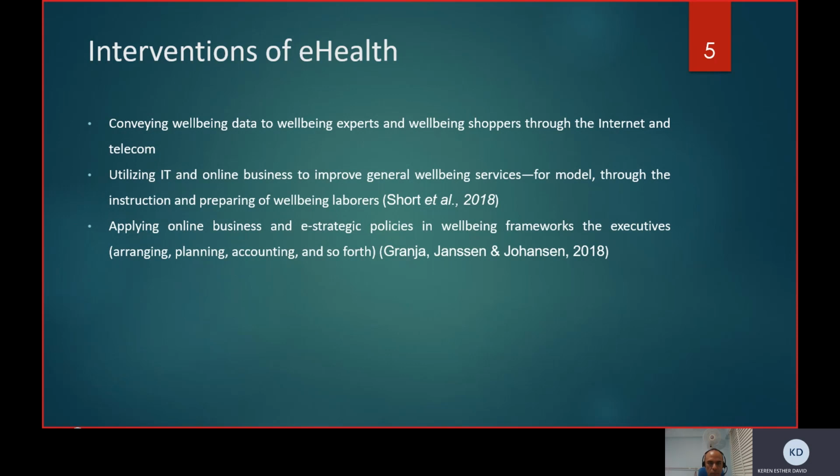Healthcare has several interventions. By utilizing them, they gain maximum advantage and can provide the best services to patients. In this slide, several interventions are addressed. Electronic health, such as using e-health to provide health information to patients and health professionals using telecommunication very easily and efficiently. Another intervention is that utilizing e-commerce and information technology helps to enhance the services of public health with the help of training and education of workers. And lastly, it provides the best practices of e-business and e-commerce in the system of health management.